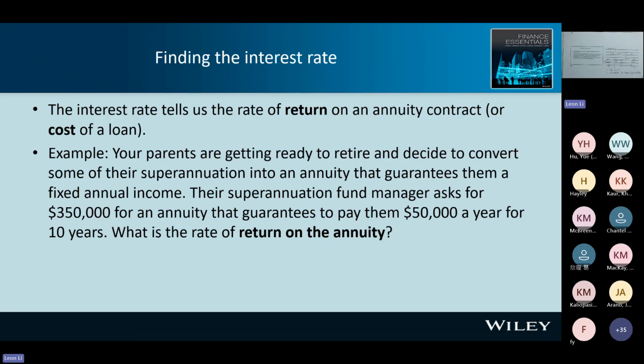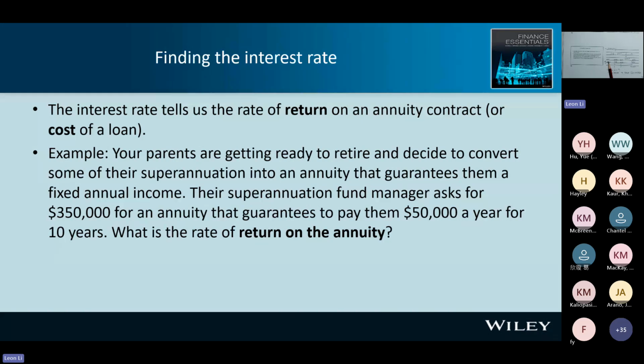Okay, the question is very long. The point is now you have to show all the information on the timeline. All right. So they asked for $350,000 for the annuity. So 350,000 is the present value.